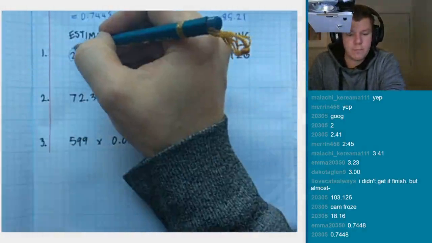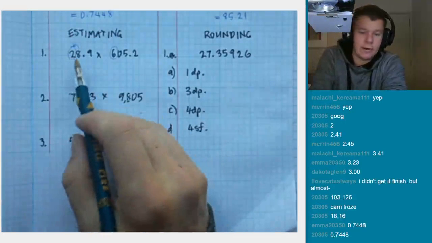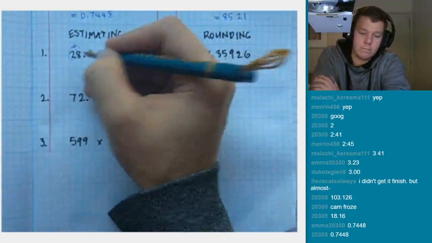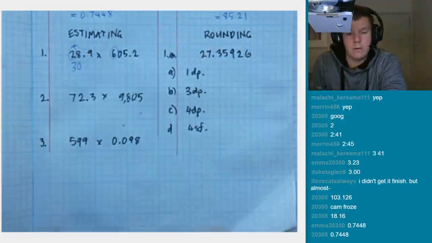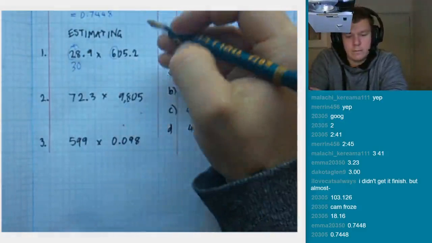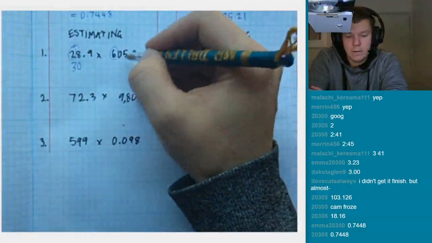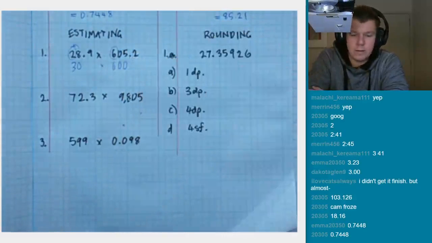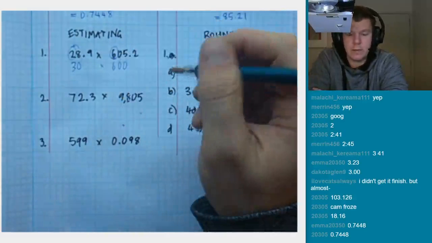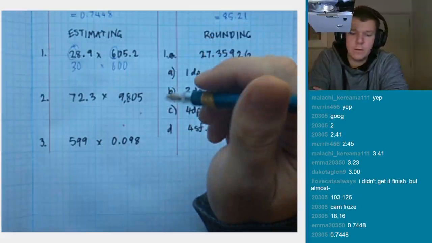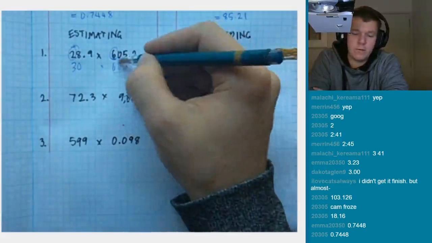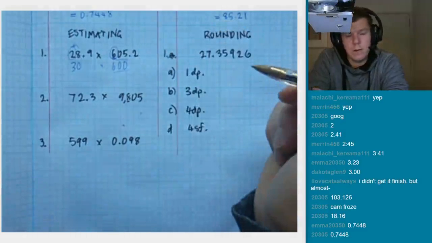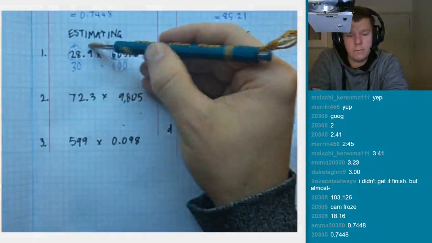So that 28.9, the closest nice number to it is 30. And for 605, it's going to be 600. So we're just focusing on that first digit on the left, but it still has the same sort of scale. So 605 and 600 are relatively close together, and 28.9 and 30 are relatively close together.